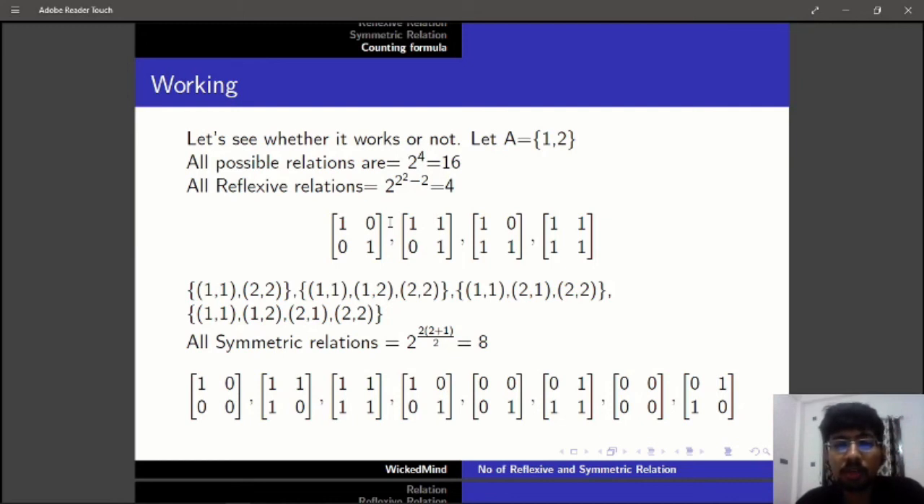Again, all symmetric relations will be 2 to the power n into n plus 1 by 2. Here n equals 2. So 2 to the power 2 into 2 plus 1 by 2, that is, the 2s got cancelled, 2 to the power 3, that is 8. Okay, then the matrices will be 1 0 0 1, 1 1 0 1, 1 1 1 1, 0 0 1, 0 0 0 1, 0 1 1 1, 0 0 0 0 1 1 0.